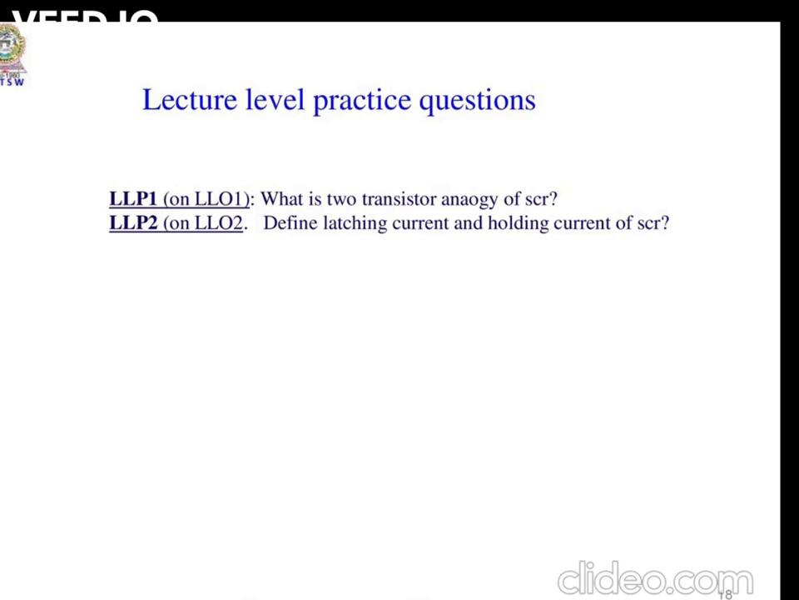Coming to some lecture level practice questions, you have to practice them. What is the two transistor analogy of SCR? Define the latching current and the holding current of SCR. What is the relation between these two? Latching current, as you already know, is the minimum anode to cathode current to turn on the SCR. Holding current is the current required to maintain the SCR in the on state.